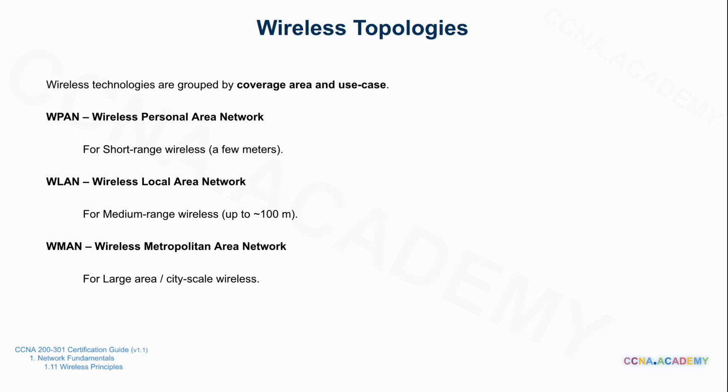Wireless technologies are organized by how much area they cover. WPANs handle very short distances, such as your Bluetooth headset. WLANs extend a local network across a building using Wi-Fi access points, and WMANs stretch connectivity across a city or between buildings using outdoor wireless links. Understanding these categories helps you choose the right technology for the right distance and use case.